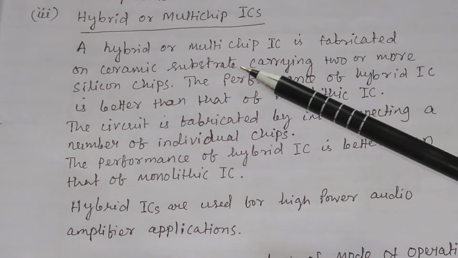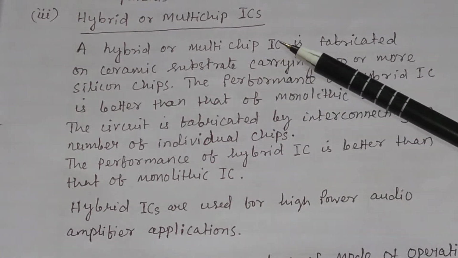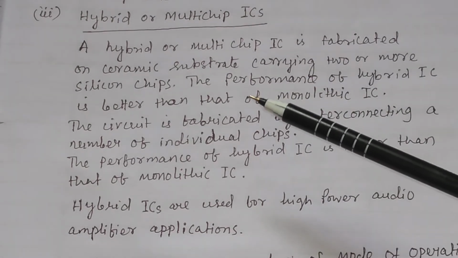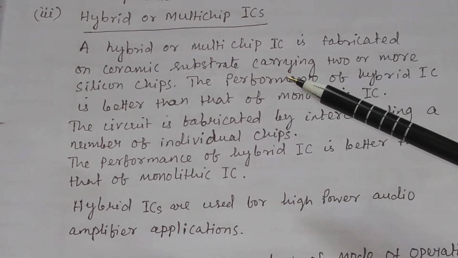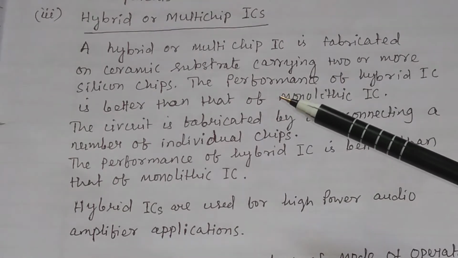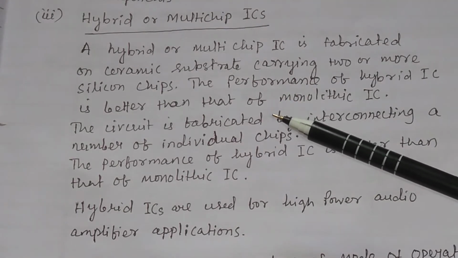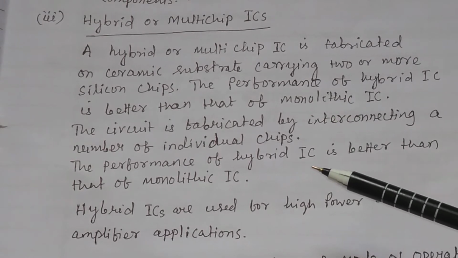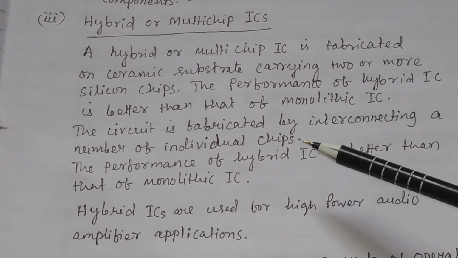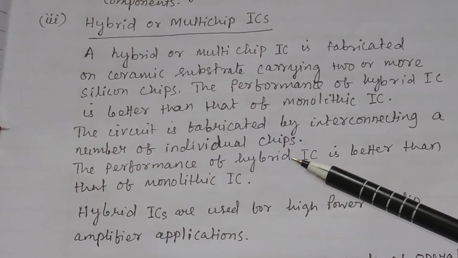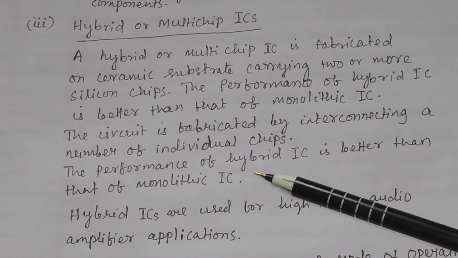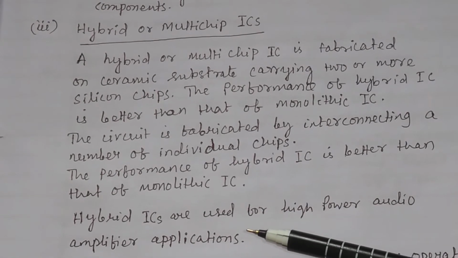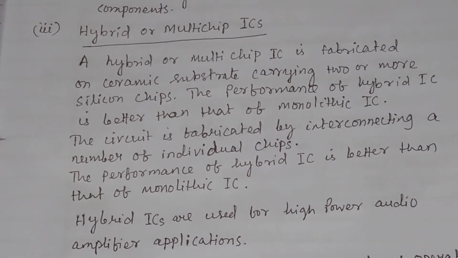Now let us discuss the hybrid or multi-chip ICs. A hybrid or multi-chip IC is fabricated on a ceramic substrate carrying two or more silicon chips. The performance of hybrid IC is better than that of the monolithic IC. The circuit is fabricated by interconnecting a number of individual chips. Hybrid ICs are used for high power audio amplifier applications.